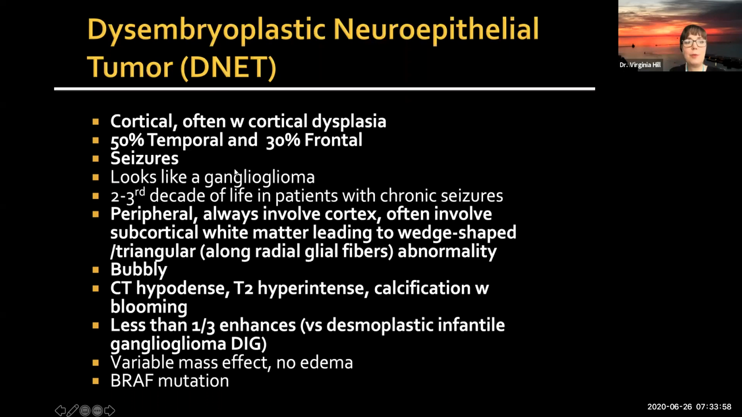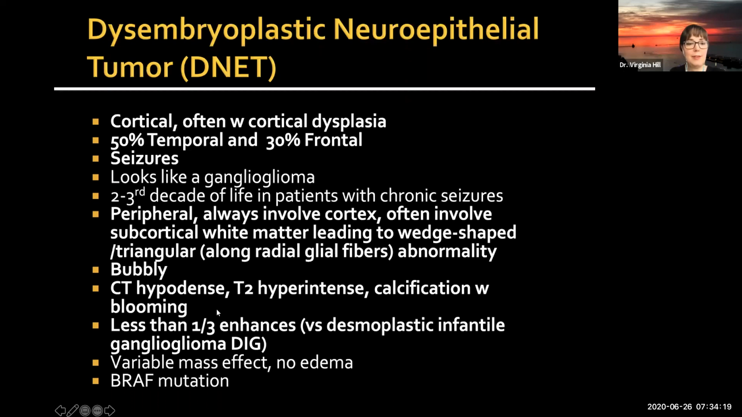50% occur in the temporal lobes and 30% in the frontal lobes. They can cause seizures. They can look like a ganglioglioma. They occur in the second to third decade of life in patients with chronic seizures. They are peripheral, always involve the cortex, often involve subcortical white matter leading to a wedge-shaped or triangular abnormality because they're traveling along radial glial fibers.